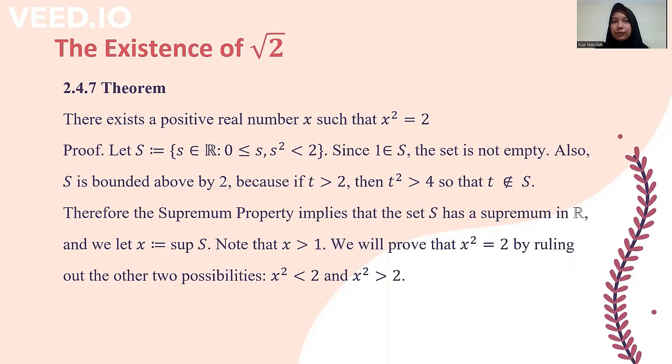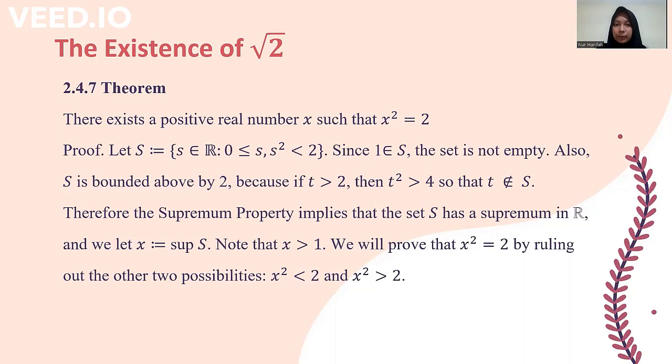The existence of the square root of 2. Theorem 2.4.7: there exists a positive real number x such that x squared is equal to 2. The proof is, let the set S be defined as S equals the set of real numbers s where 0 is less than or equal to s and s squared is less than 2. Since 1 is an element of S, the set is not empty. Also, S is bounded above by 2, because if t is greater than 2, then t squared is greater than 4, so that t is not an element of S.